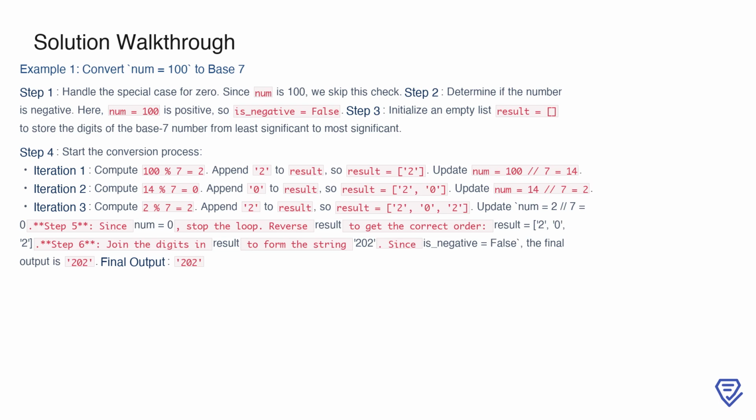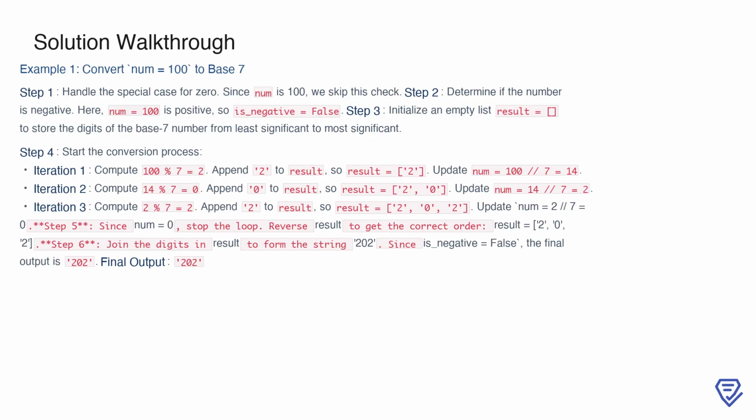In the second iteration, we calculate 14 mod 7, which equals 0. We append 0 to the list, updating result to 2, 0, and divide 14 by 7 to get 2 as the new number. In the third and final iteration, 2 mod 7 equals 2, so we append 2 to the list, resulting in 2, 0, 2. Dividing 2 by 7 gives 0, so we stop the loop.